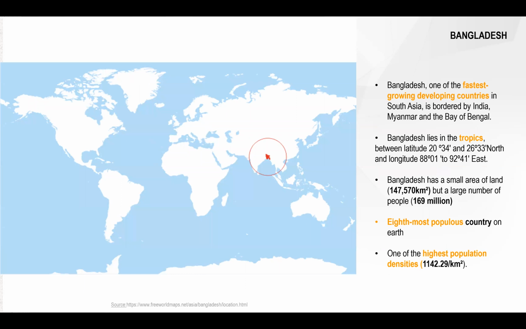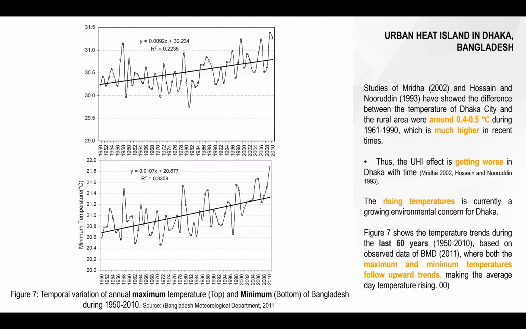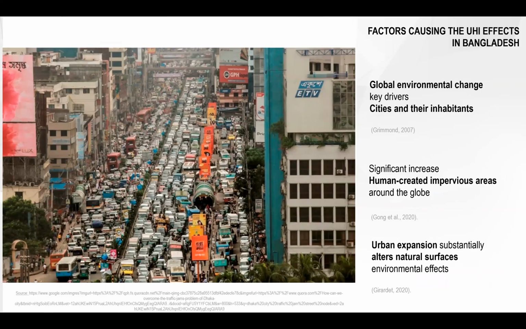So Bangladesh is in the tropics, and Dhaka is the capital of Bangladesh, which is facing the urban heat island effect a lot. And if you see the graph, both the maximum and the minimum air temperature for the last 60 years is showing upward trend.